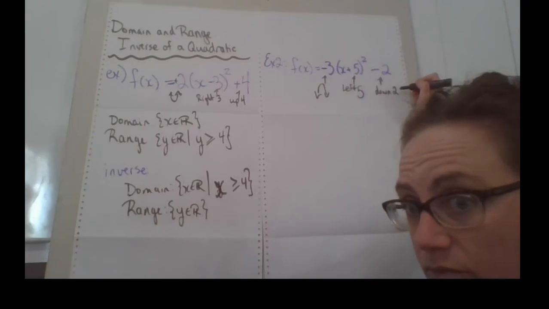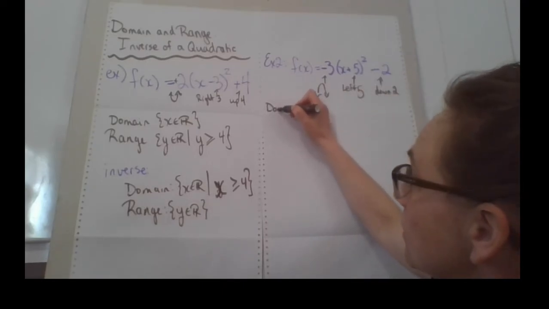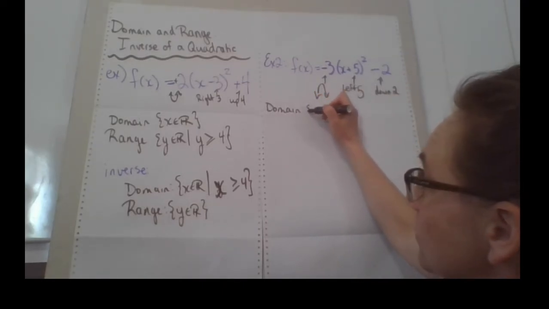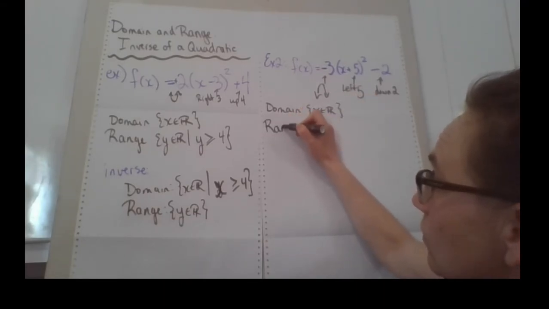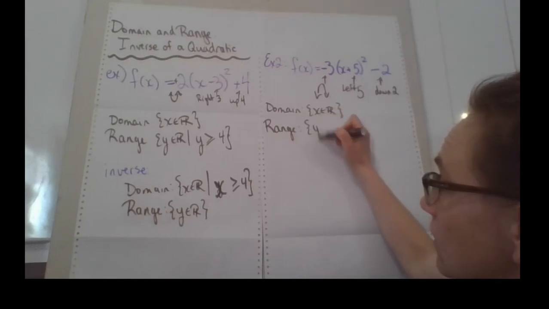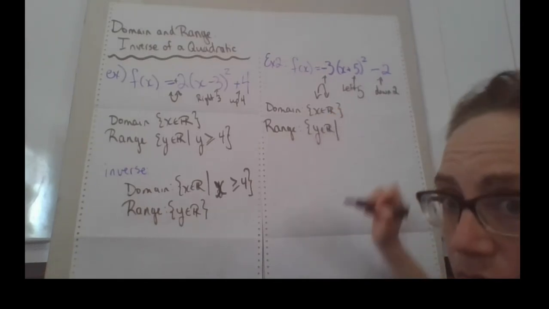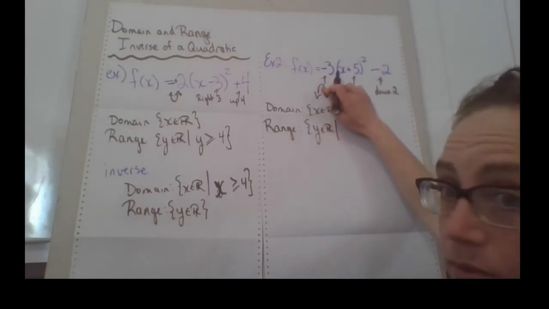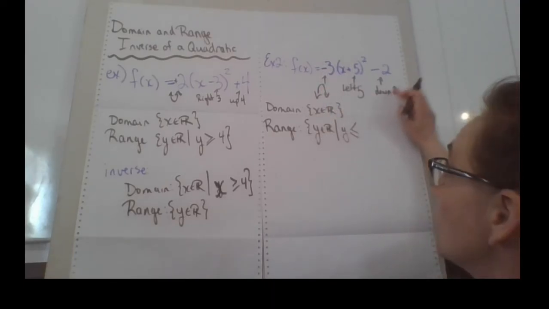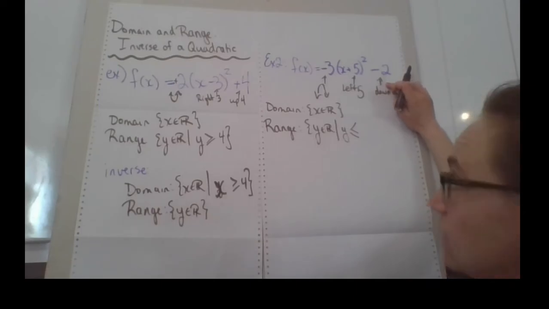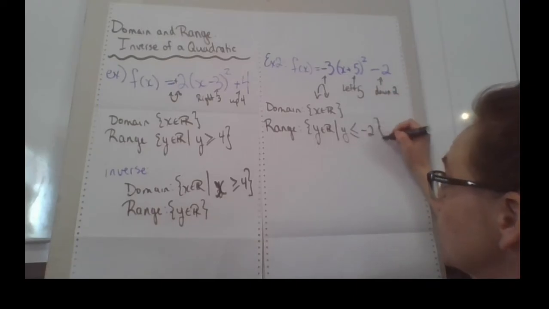So now I can figure out my domain and range of just my function. The domain, as it is for every quadratic, is x is any real number. The range is y is any real number. Now we got to think about our restrictions. Because I'm going down, y is going to be less than or equal. Look at what you have for your outside value, negative 2.